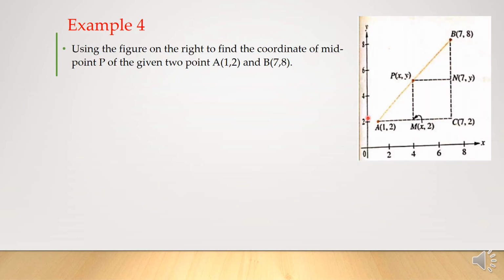So next one, example number 4. Find the midpoint of the two points, point A with coordinate 1, 2, and point B with coordinate 7, 8. Okay, so have a look at the figure. To solve the problem, you have to look at the figure, and you have to compare the two right angle triangles. Okay? Because we don't have a formula to use to find the midpoint. So we have to compare this triangle with this triangle.